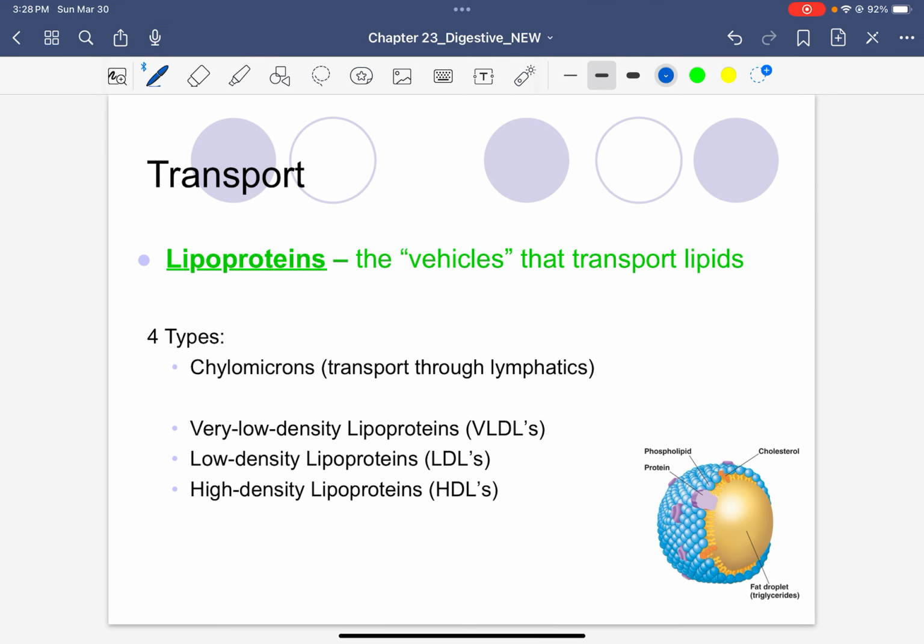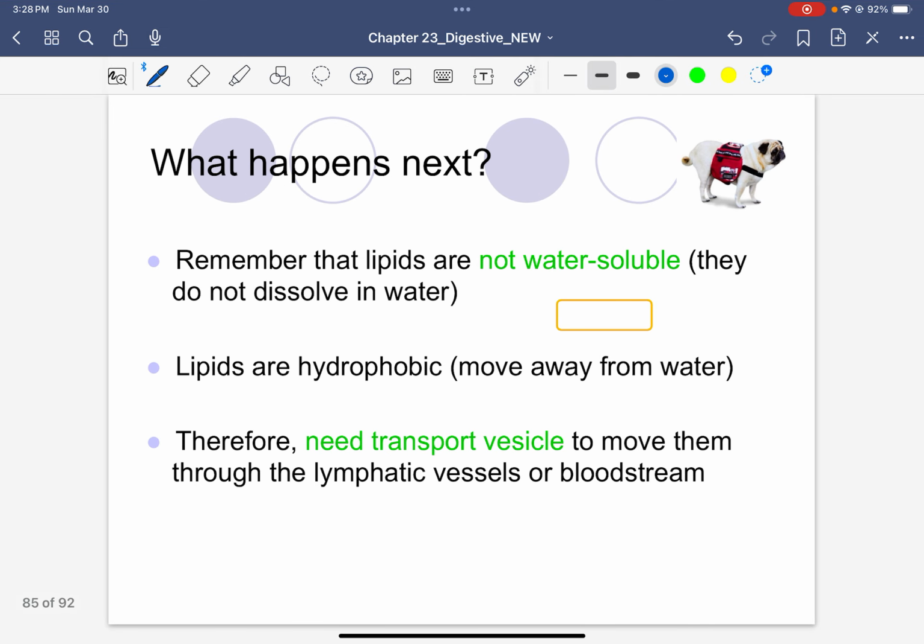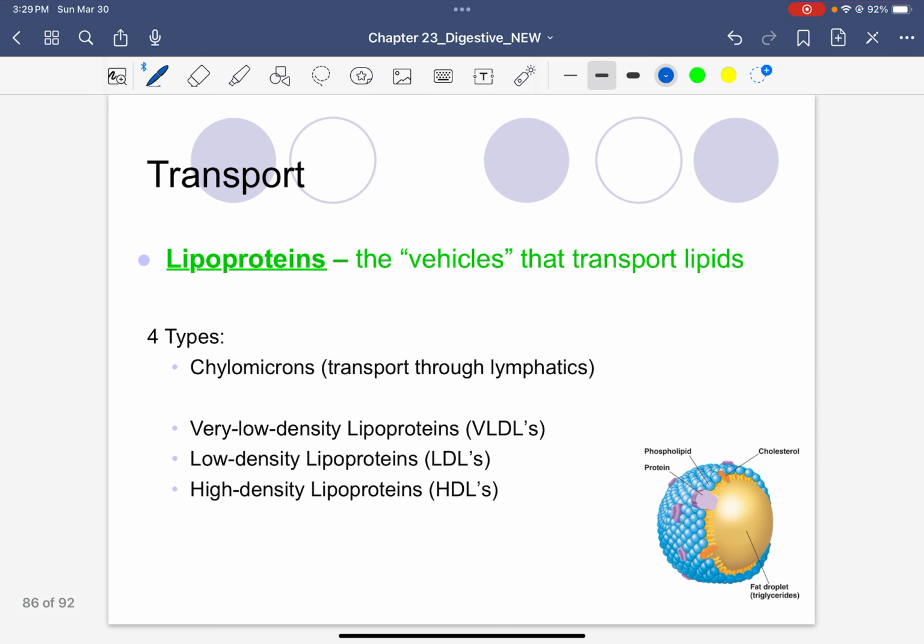All right. The last thing I want to point out about fat is that it is not water soluble. That means that once we get fat to the bloodstream, it cannot dissolve in the water of the bloodstream. So fat needs a carrier, a transporter in the blood. What are those transporters? Lipoproteins. Lipoproteins are the transporters for fat.